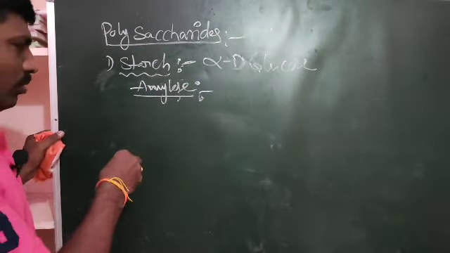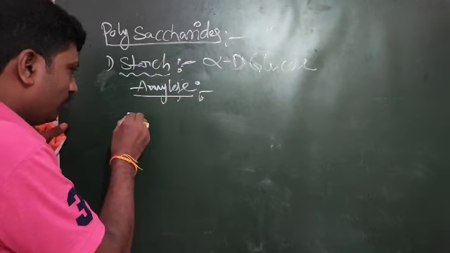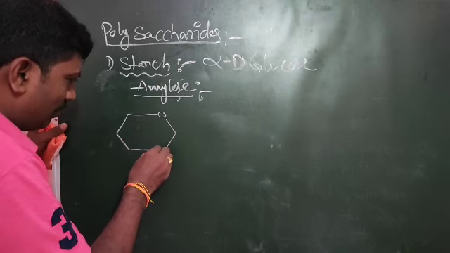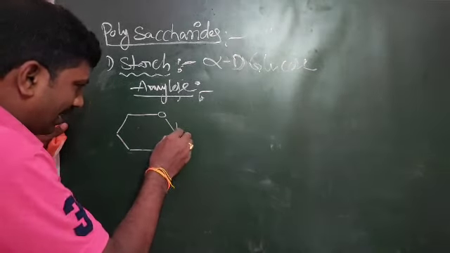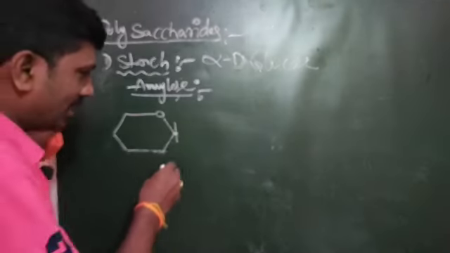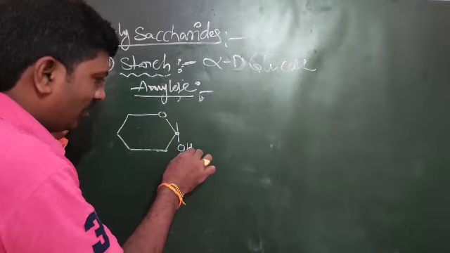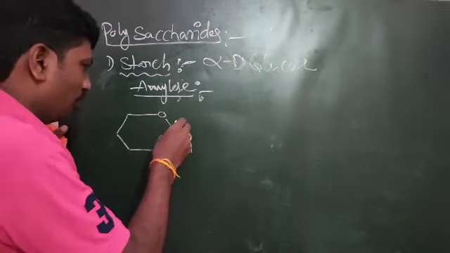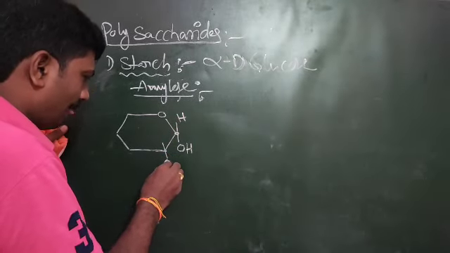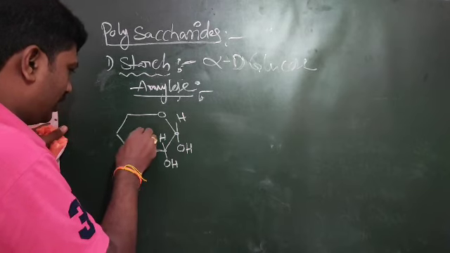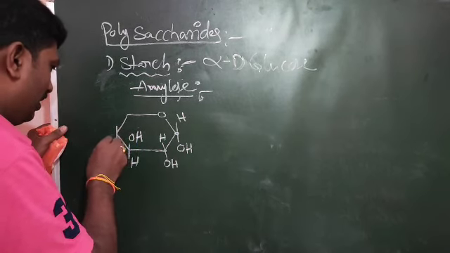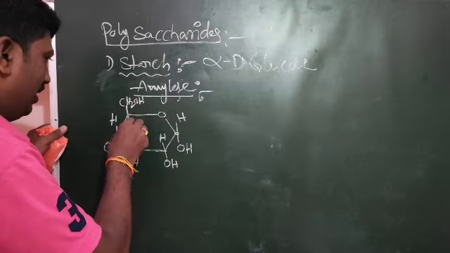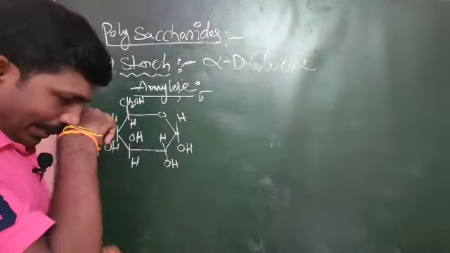See, amylose is made of alpha D glucose. The alpha D glucose structure is like this, a 6-membered ring. Alpha D means this carbon, we call the anomeric carbon, the first carbon. If the OH is down, that is alpha D glucose; if the OH is up, that is beta D glucose. Here H, OH, H, OH, H, here OH, H, CH2OH, here H. This is alpha D glucose.